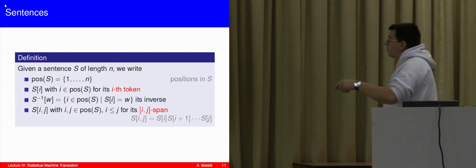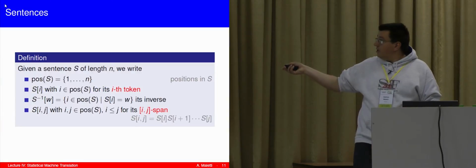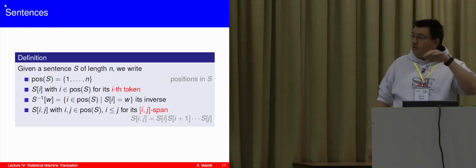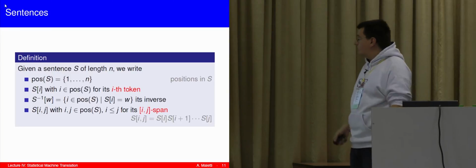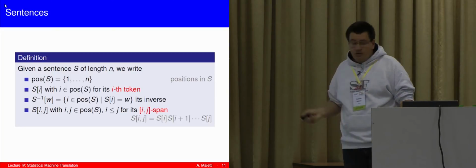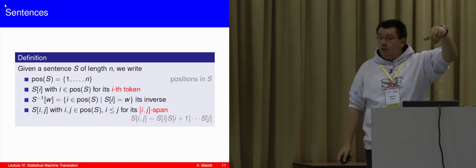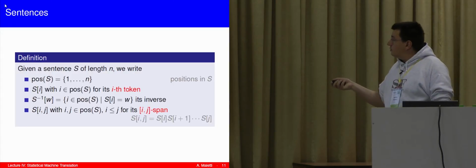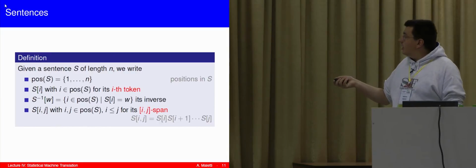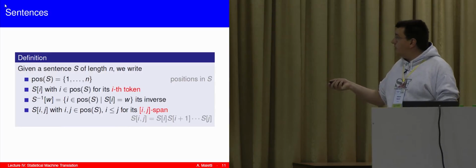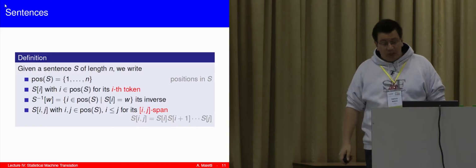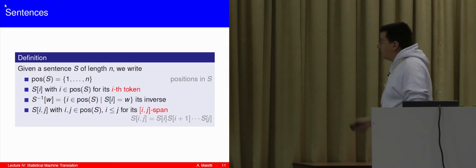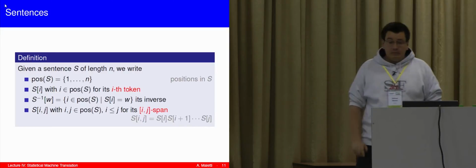Okay, then there's just some notation. Given the sentence, you of course have positions in it. That's just the same as your usual positions in a string, but on the word level. So if you want to have the ith entry, that's the ith token, so the ith word. You have the inverse, so all the positions at which a certain word occurs, and you have a range from i to j, that's called the span, and this is the sub-sentence that starts at the ith word and runs all the way to the jth word included.